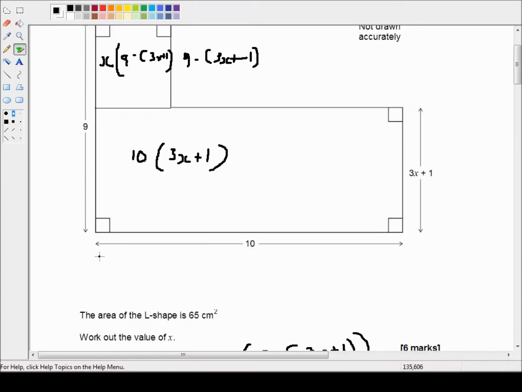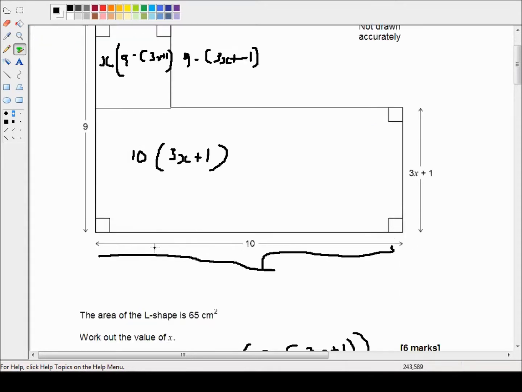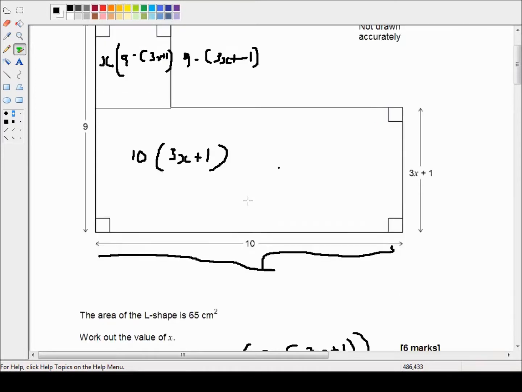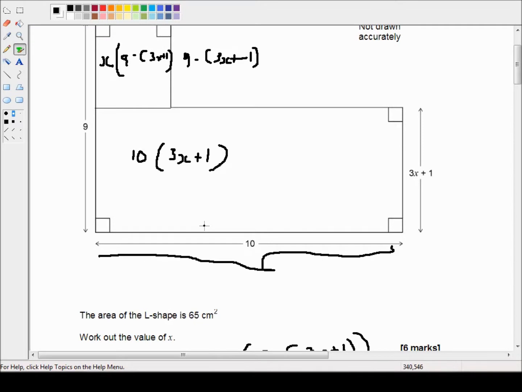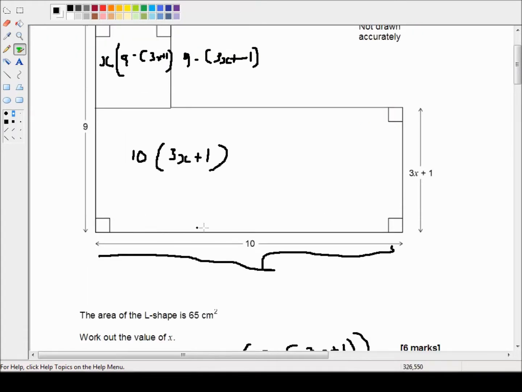Now let's do a quick reality check. This longer length here is 10 centimetres. So if x was 11 centimetres, then this shorter length would be longer than the longest length. So that's just impossible. There's no branch of mathematics, I think, well, there probably is, but certainly at GCSE level, there's no branch of mathematics that would say that the shorter length can be bigger than the longer length. I mean, that's just nonsense.